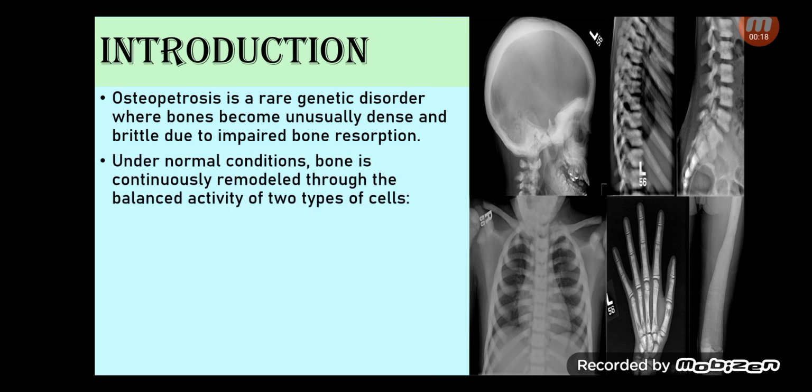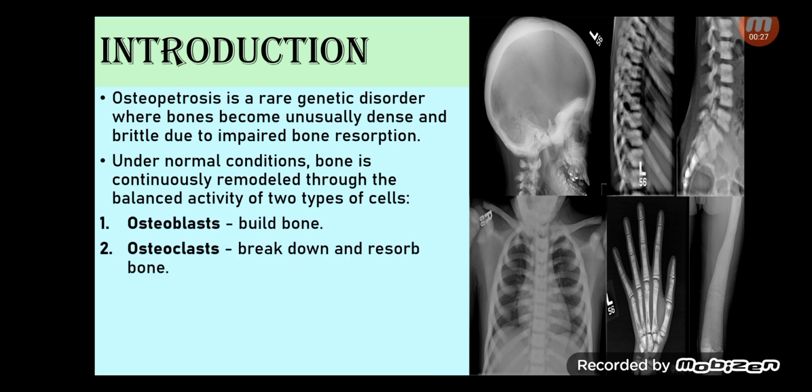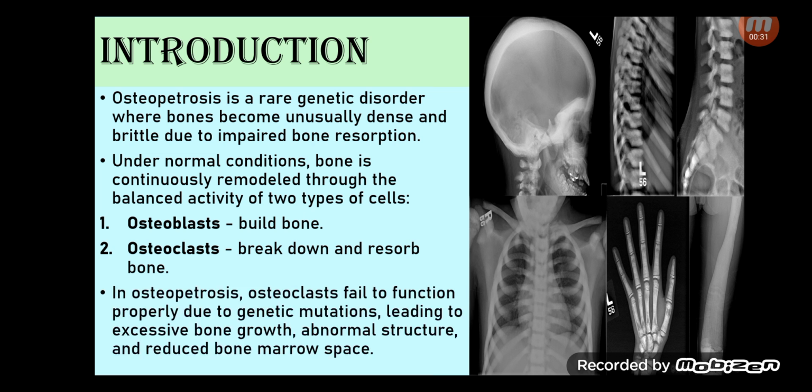Under normal condition, bone is continuously remodeled through the balanced activity of two types of cells. The first one are osteoblasts that build bone, and the second one are osteoclasts that break down and resorb bone. But in case of osteopetrosis, osteoclasts fail to function properly due to genetic mutation, leading to excessive bone growth, abnormal structure, and reduced bone marrow space.